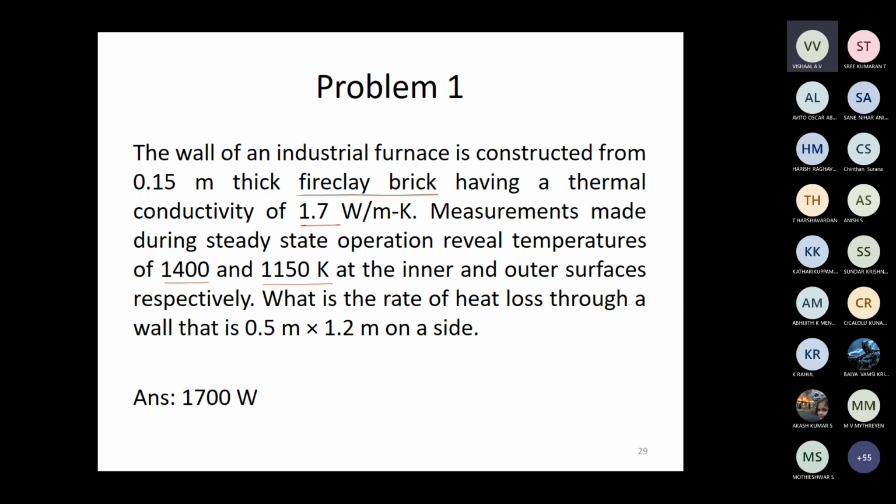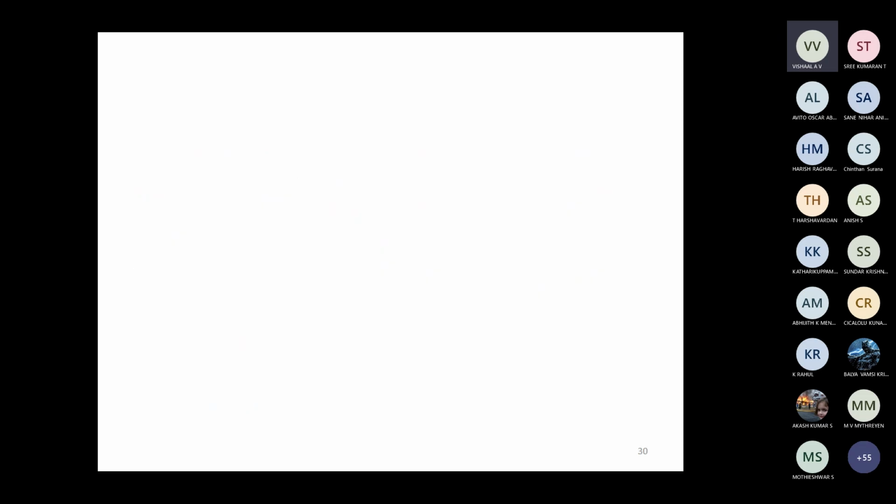We are given a wall of a furnace and the temperatures on either side of the wall, and also the dimensions of the wall, which means the height, width, and thickness. The conductivity is also given. We are asked to find the heat loss through the wall. This is a very direct application of heat transfer. Let us say this is the two-dimensional representation of the furnace, this is the hot metal, and this is the wall. We are interested in finding the rate of heat transfer across this wall.